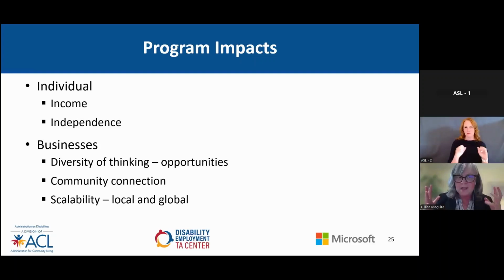From the business perspective, of course, you're tapping into this diverse community of thinkers, people that think about and problem solve differently. So businesses can learn from the people that they hire. The businesses get to connect better into their local communities and into the community of people with developmental disabilities. And then obviously this is scalable. You do not have to start this as a huge multinational, multi-level effort. You can start as a pilot, start small, grow from there and learn what you're learning as you go along so you can customize it to your specific situation. As Emma said as well, start small and grow these efforts.